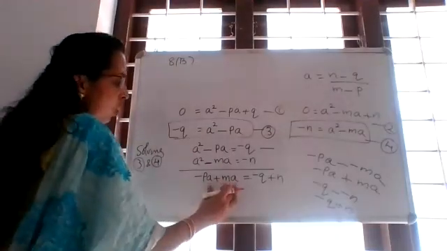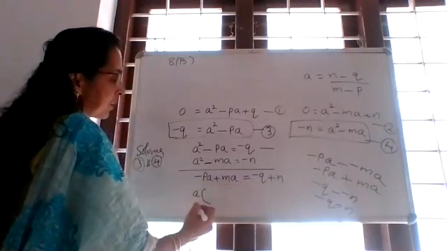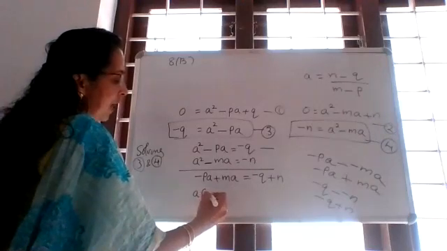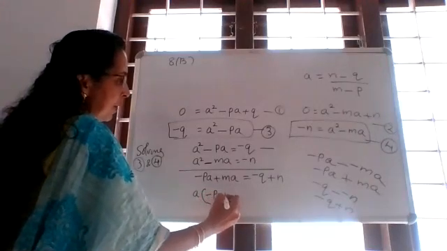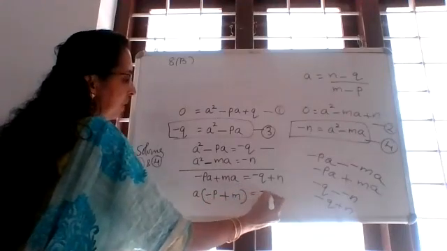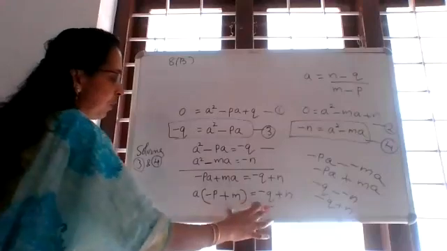So we can take a common here. If we take a common, what will be left? Negative p plus m, is equal to negative q plus n.